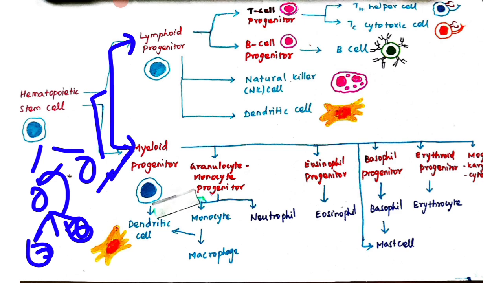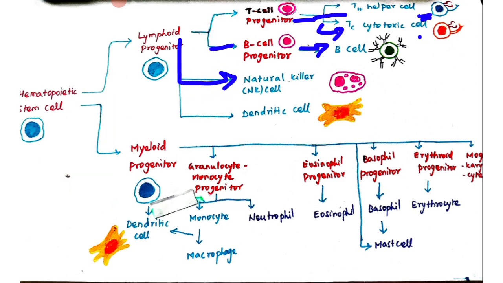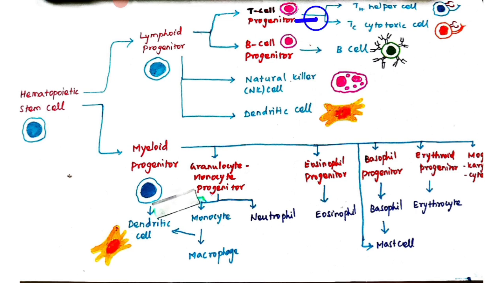and become progressively more committed to a particular lineage. If the daughter cell differentiates into a lymphoid progenitor, then it gives rise to T cell progenitor and B cell progenitor. It also gives rise to natural killer cells, then dendritic cells. Then this T cell progenitor gives rise to two types of cell: one is the T helper cell and the other is the TC cytotoxic cell.